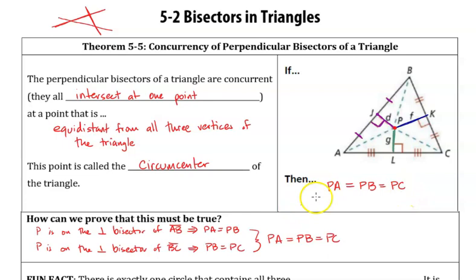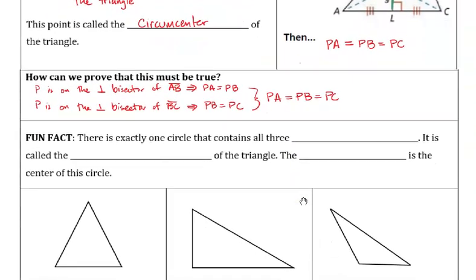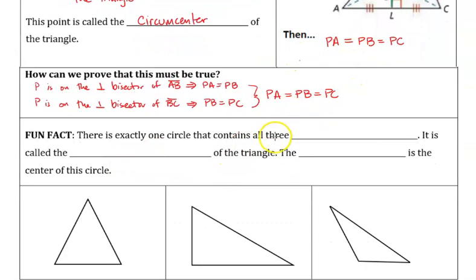Now, there is one more interesting fun fact about this idea of the circumcenter: for any triangle, there will be one circle that you could draw that would go through all three vertices of the triangle. There is only one circle that could do that, and it is called the circumscribed circle of the triangle.